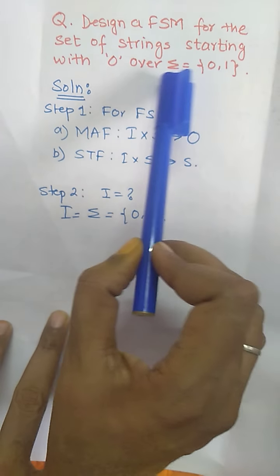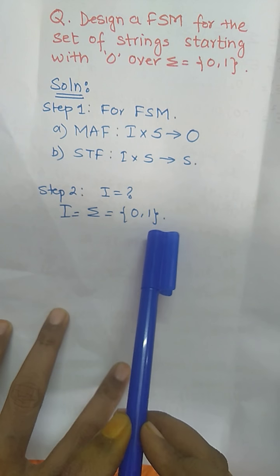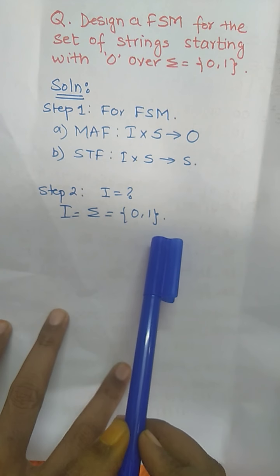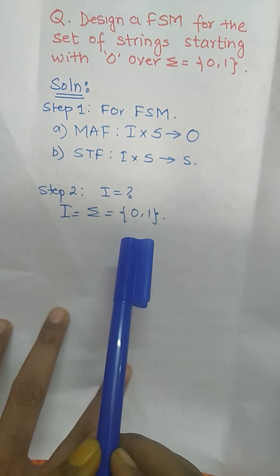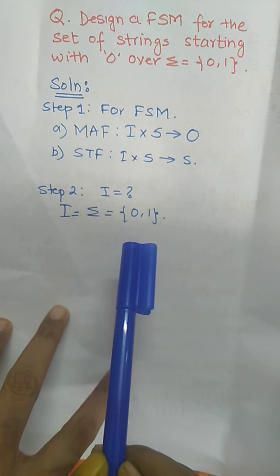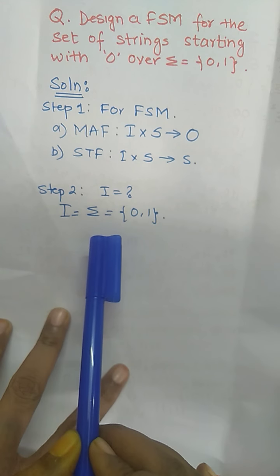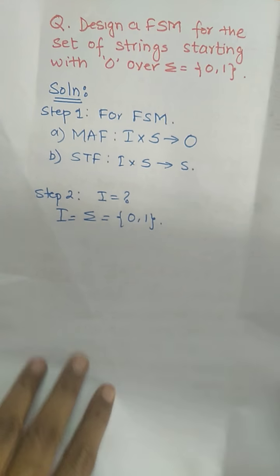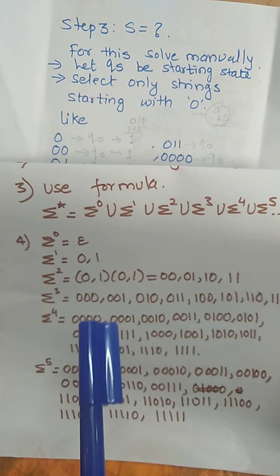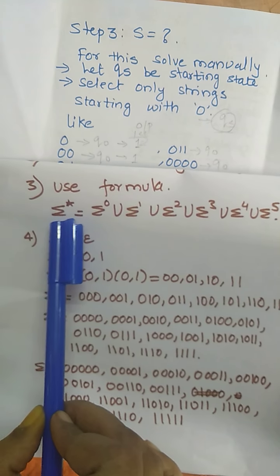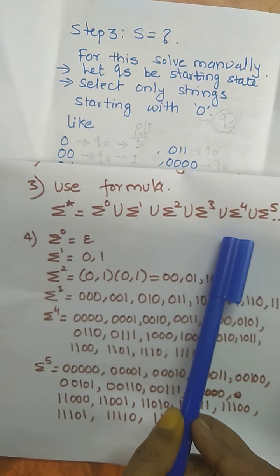I is given in the question: sigma equals {0, 1}, that is, this is a binary number system. Now we have to generate I in detail. For generating I in detail, we should know the closure of sigma. The closure of sigma we can find out by using this formula. Sigma closure is equal to this formula.